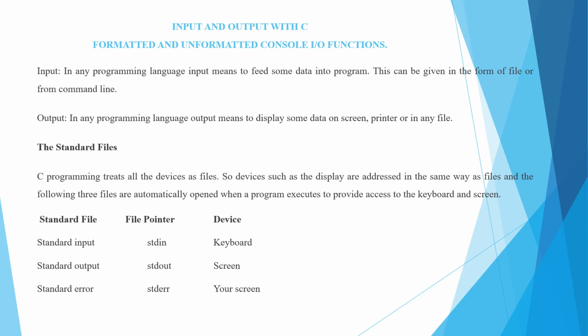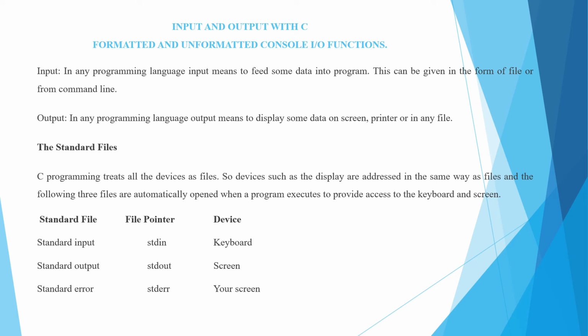Output. In any programming language, output means to display some of the data on the display screen, a printer, or in any file. The standard files: C programming treats all devices as files. So devices such as a display are addressed in the same way as files. The following three standard files are automatically opened when a program executes to provide access to the keyboard and the display screen.